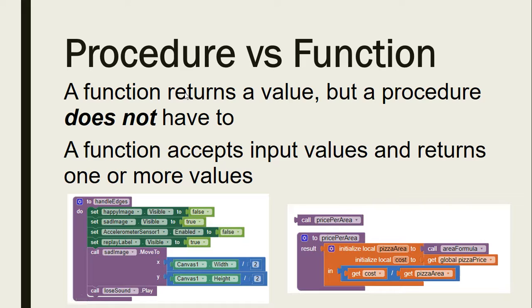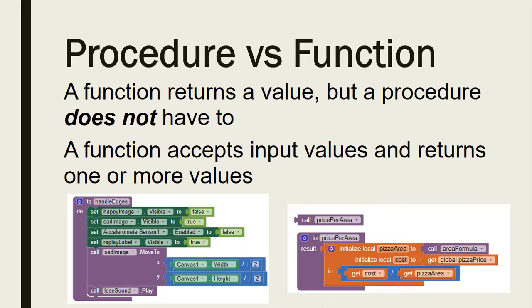So a function returns a value, and again, the one in the bottom right hand corner, this price per area, that's going to be a function, because it's running these lines of code, but it's returning a value, and it's going to tell us how much per square inch this pizza is going to cost. While a function accepts input values and returns one or more values. And so you can see here, you can return all kinds of numbers. We're doing a whole bunch there, like what's the area, what's the cost per square inch, and so we'll be doing a lot of pieces there.